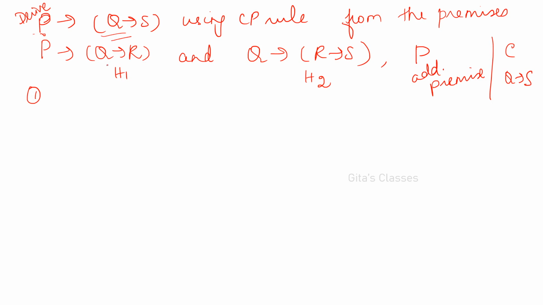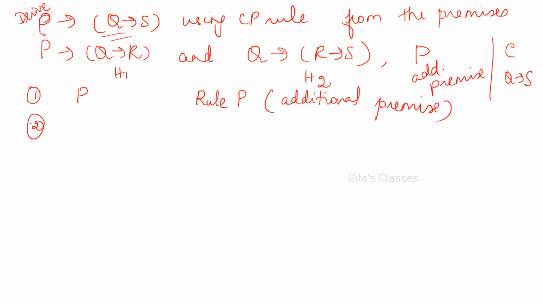Okay. So first now I have this premise also. So P. Now actually I am introducing one premise. So always I write rule P. Is it the given premise? No. We have added it as an additional premise, right? So please write here additional premise. From the conclusion we have taken this P as an additional premise, right?